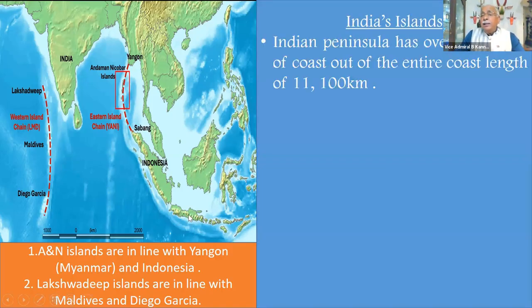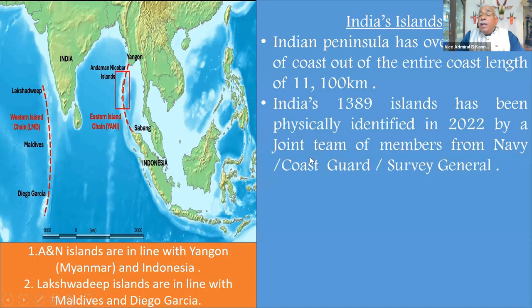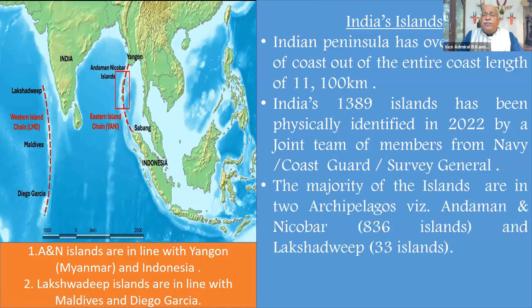India, the peninsula, has got 7,200 kilometers. The total coastline, which includes all the islands, is about 11,000 plus. India has 1,389 islands. And this has been physically identified by a joint team of Navy, Coast Guard, and Survey General's Office, and has been documented in 2022. Almost 1,400 islands we have.